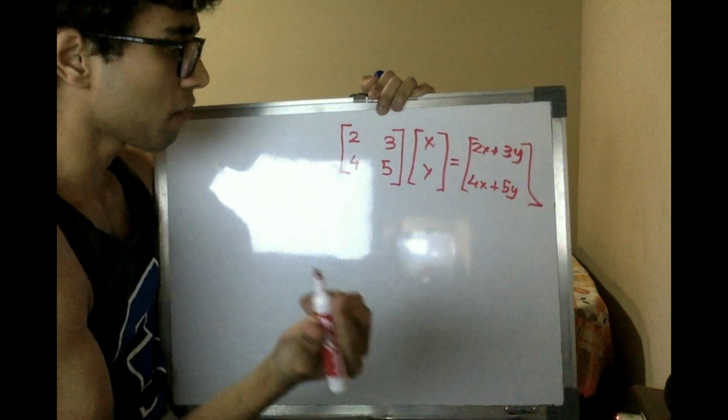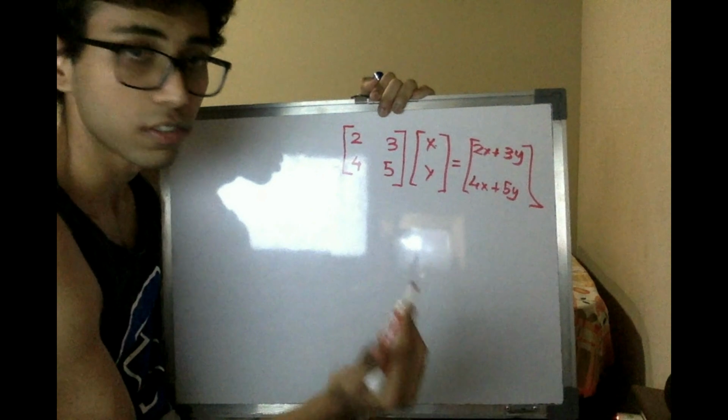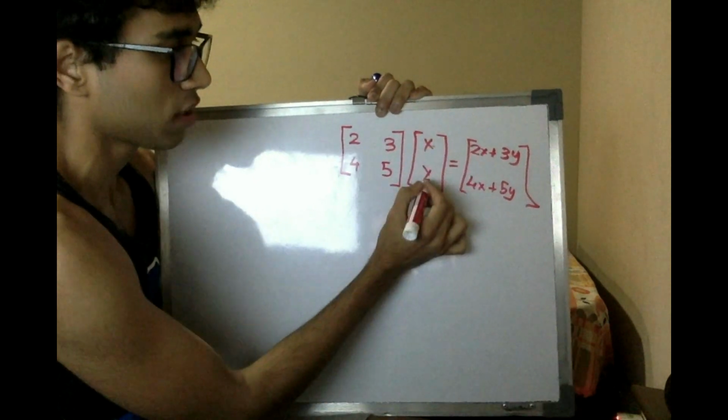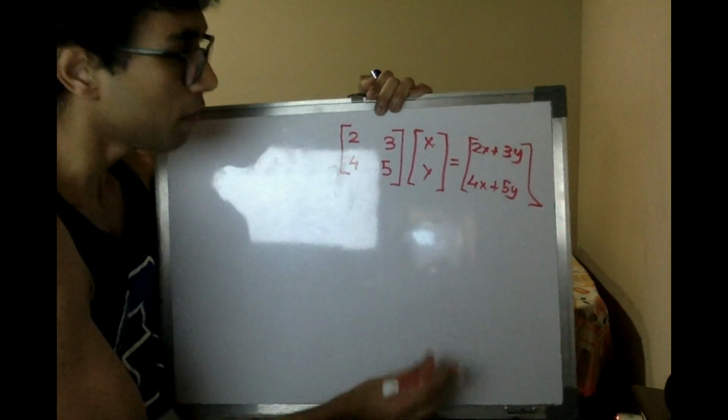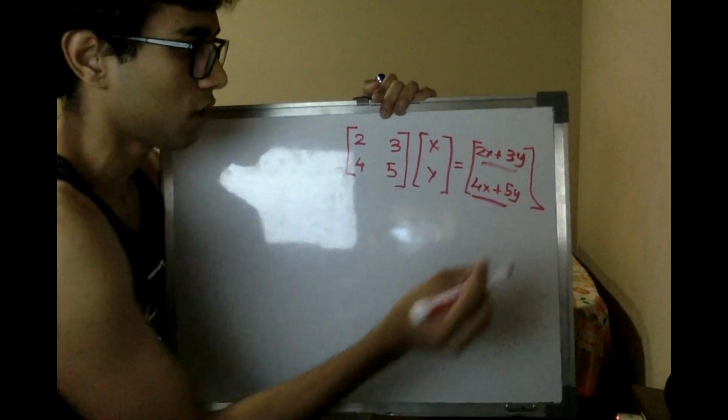So this is as simple as it gets. I have a 2 by 2 matrix for a two-dimensional coordinate space, which works with a vector with components x and y, to give a different vector with components 2x plus 3y and 4x plus 5y.